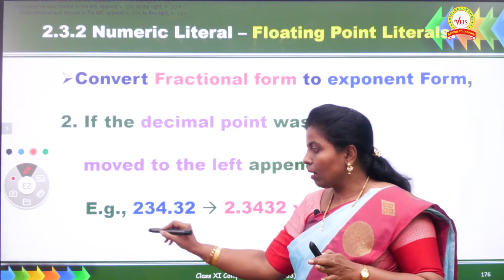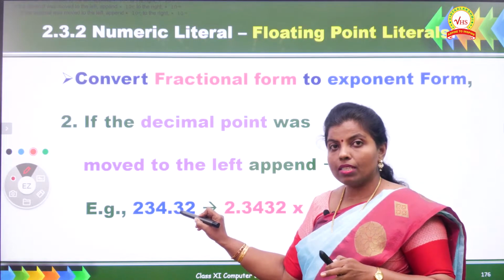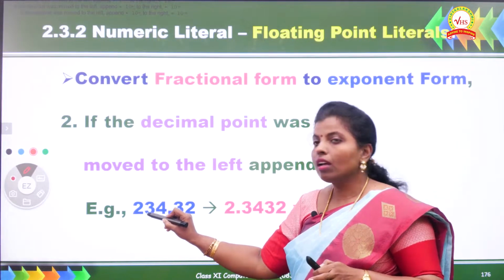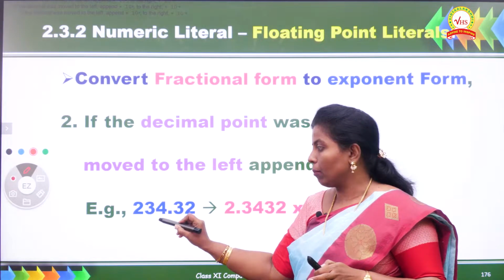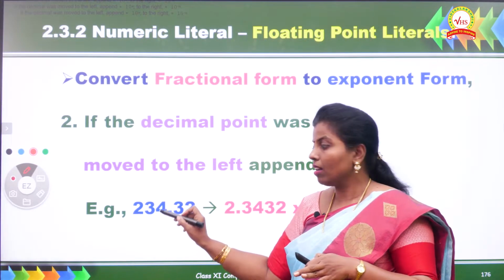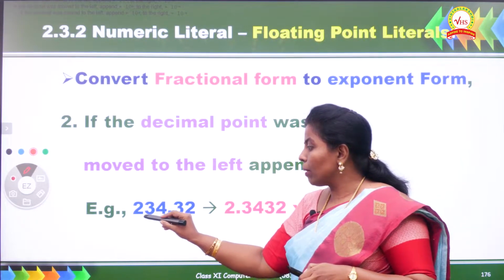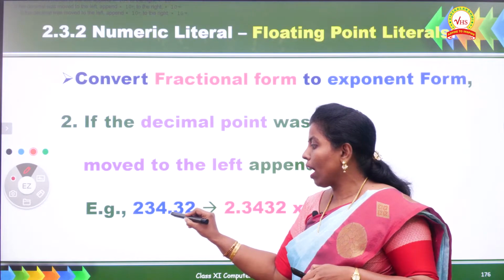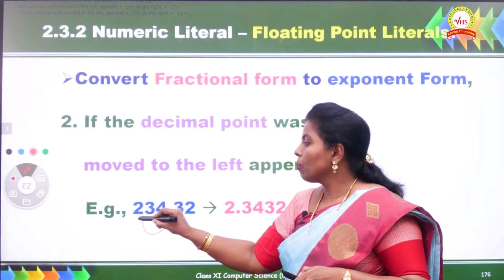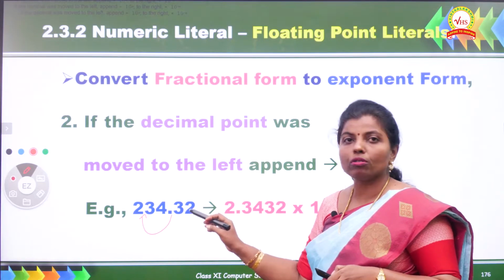So, the entire number when I take, the decimal point is here. So, this decimal point I have to move it after the first digit of a number. The first digit of the given entire number is 2. So, after this number 2, I have to move this point, right. So, it will be taking the form 2.3432.